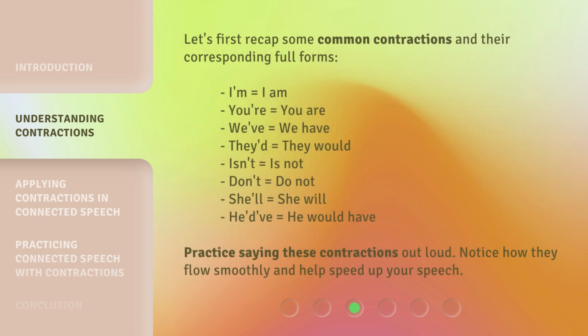Let's first recap some common contractions and their corresponding full forms. I'm equals I am. You're equals you are. We've equals we have. They'd equals they would. Isn't equals is not. Don't equals do not. She'll equals she will. He'd have equals he would have. Practice saying these contractions out loud. Notice how they flow smoothly and help speed up your speech.